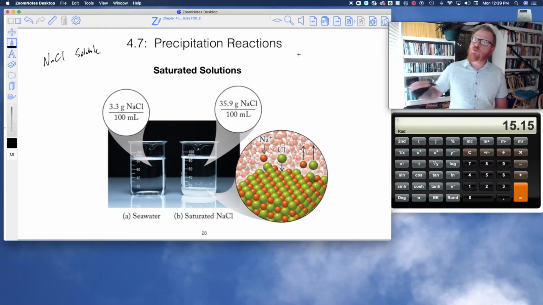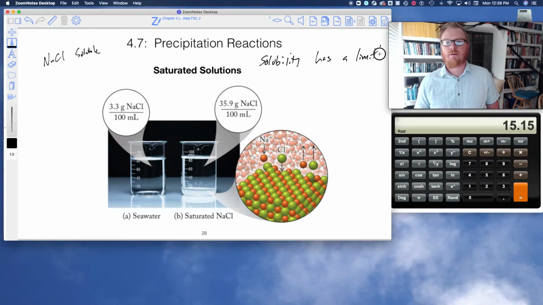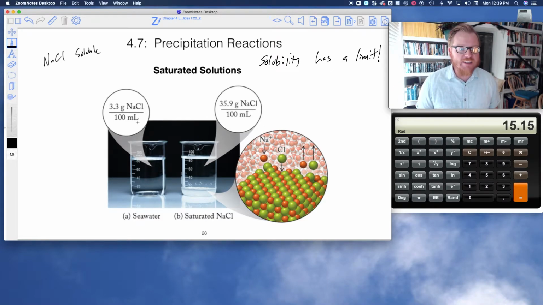The solubility of everything has a limit. So let's say that solubility has a limit. You can't put an infinite amount of sodium chloride in water and dissolve it. For example, seawater is about 3.3 grams of sodium chloride per 100 milliliters.